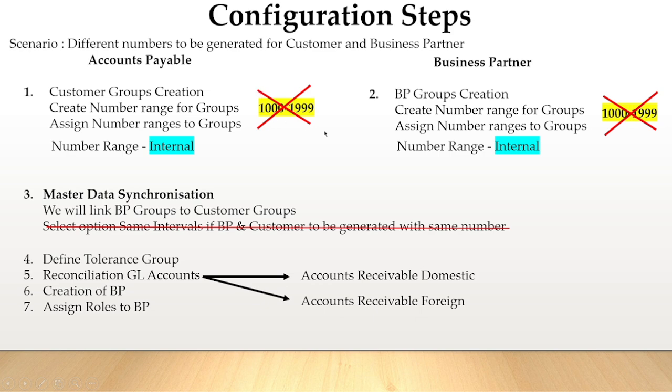Earlier the same numbers were to be generated, that's why we maintained the same intervals. Now it is not required. No need to maintain the same intervals. Number ranges: earlier for vendor we maintained external, now we are maintaining internal. Make sure that for business partner the number range must always be internal.